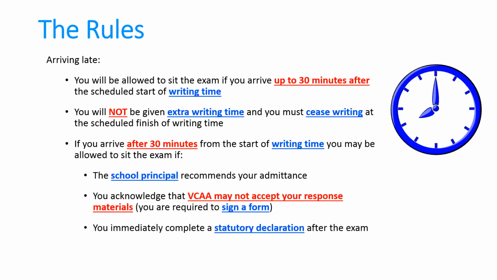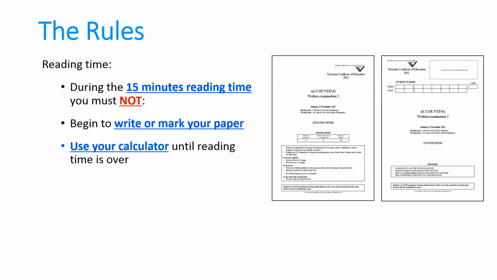If you arrive after 30 minutes from the start of writing time, the examiners actually don't have to let you sit the paper. What needs to happen is the principal needs to come down and recommend your admittance, and you acknowledge that VCAA may not accept your response materials. You're expected to sign a form declaring that.